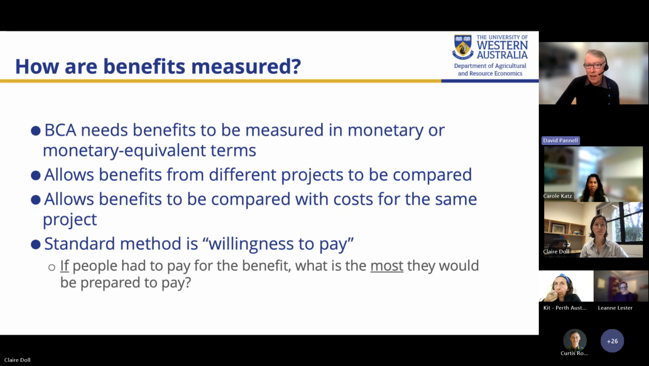And the standard measurement method that we use is something we term willingness to pay. And what this is, is the answer to this question: if people had to pay for the benefit that we think might occur, what is the most that they would be prepared to pay? And that's quite a general concept that applies to all different types of benefits, and it's the one that we will utilise in the example that Claire presents.